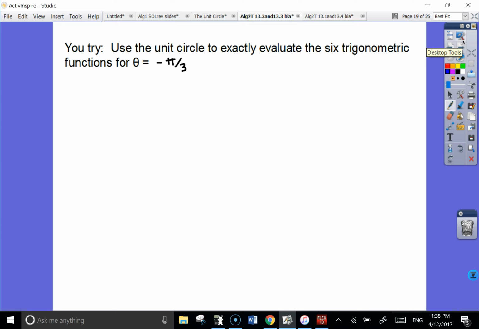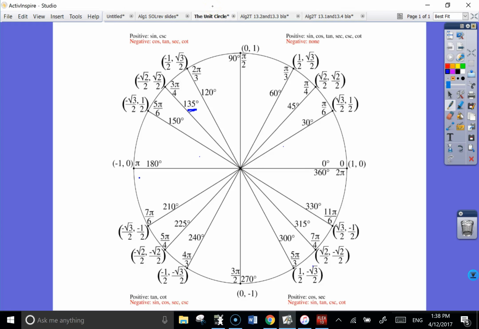Okay, try that one. See if you can use the unit circle to find the exact values of the 6 trig functions for negative pi over 3. Now go back to the unit circle. Negative pi over 3 is not on the unit circle. How are you going to find a coterminal angle that is? Do you see positive pi over 3? Positive pi over 3 is 3 lines up, one in a counterclockwise direction: 1, 2, 3. So where would you go to find negative pi over 3? How about 3 lines down: 1, 2, 3. Looks like you're looking at this angle right there.